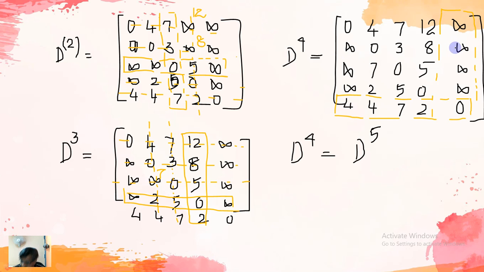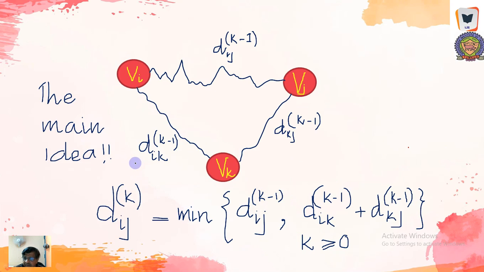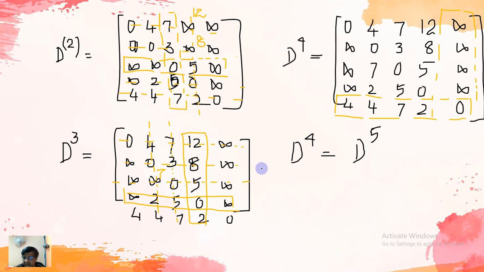This is B to E. Okay, there is no way from B to E also. We can go from B to C, C to D, we were stuck over there because there is no way to go to E. So E is not connected to anywhere, therefore wherever infinity remains, they are not connectable, and whatever numbers arrive, that is the shortest path that is available.